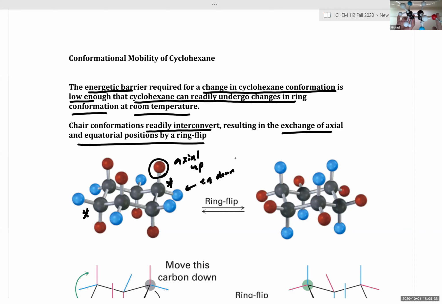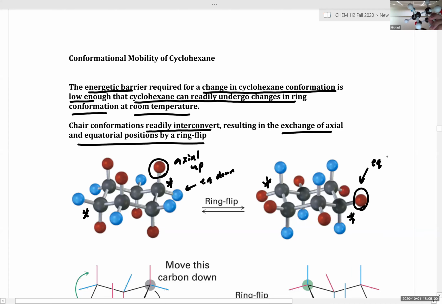What do we see? Where's our axial substituent now? It's equatorial, exactly right. Now, what's really important to keep in mind here as well is that it's now equatorial. So it's equatorial pointing down. Oh, sorry, it's equatorial.